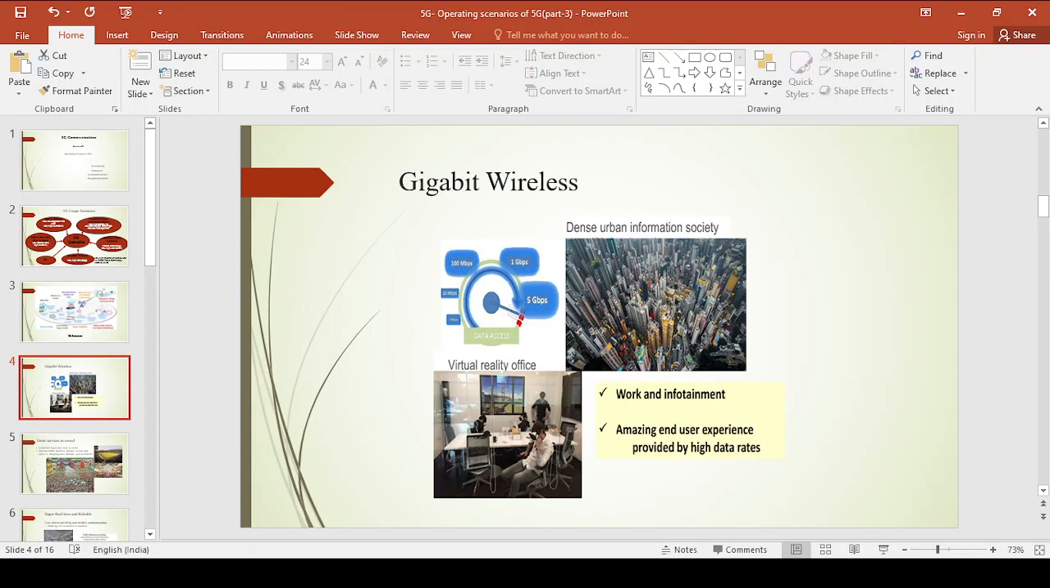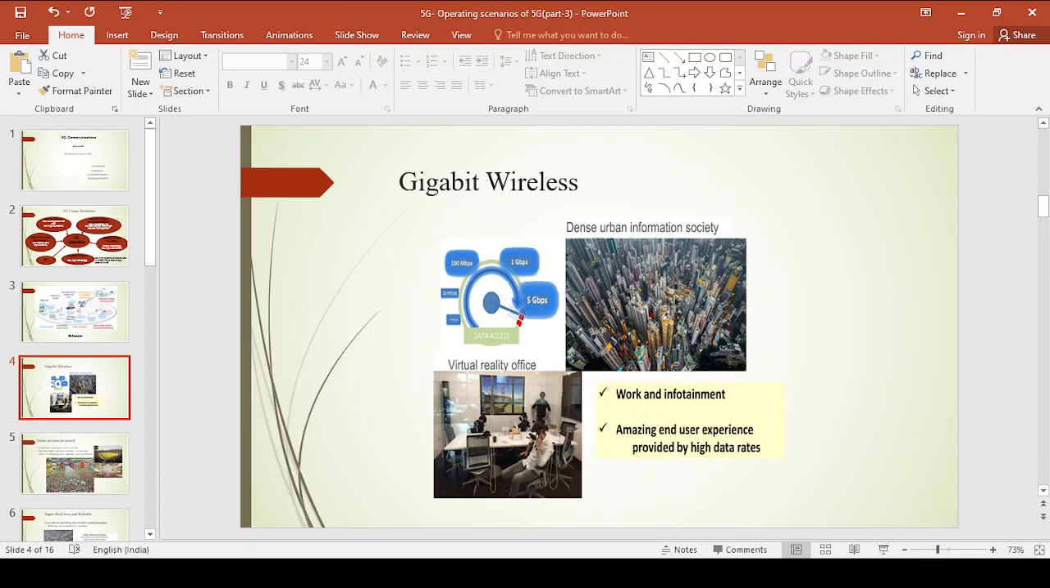Now this gigabit wireless is used where we require a high amount of data rate. If you see this figure, we have the dense urban information society. It is a place where we require a high amount of data rate, and at this place the gigabit wireless scenario provides an amazing end user experience through high data rates. This is a place we may expect in the future.